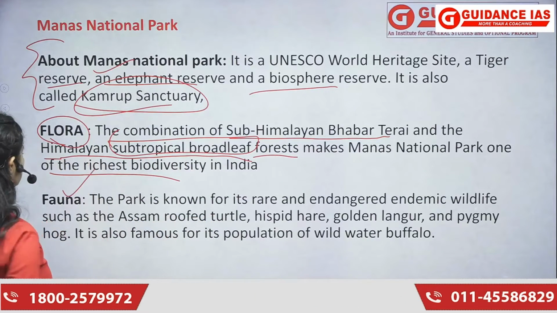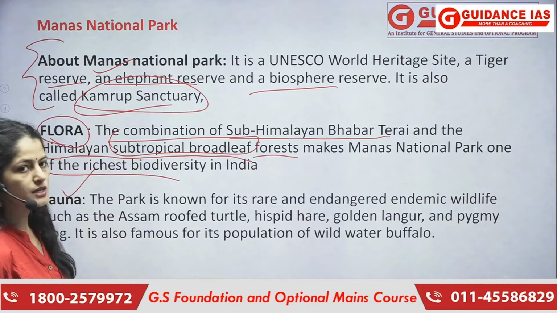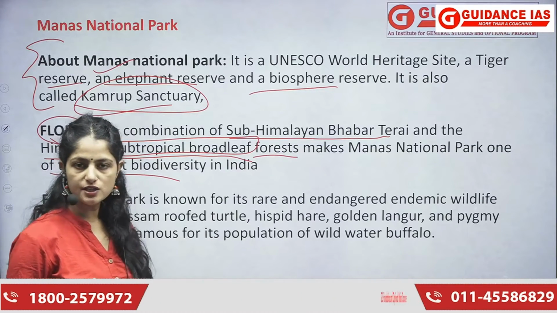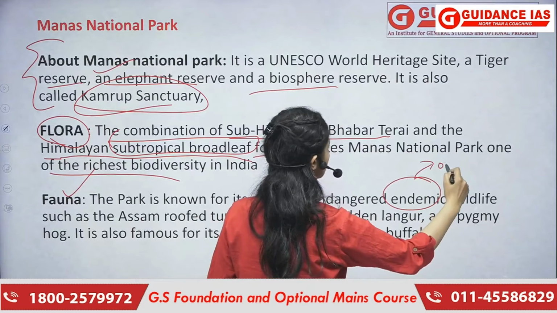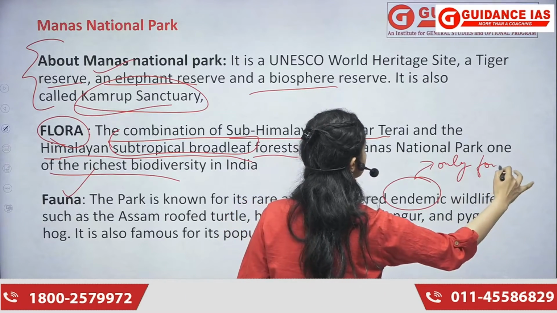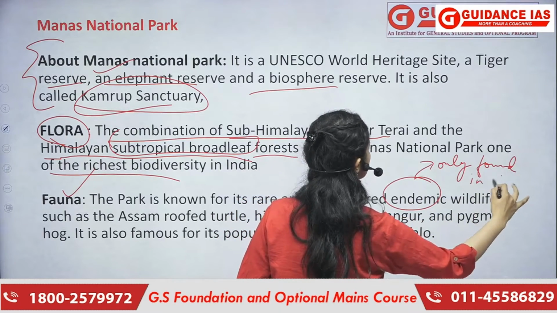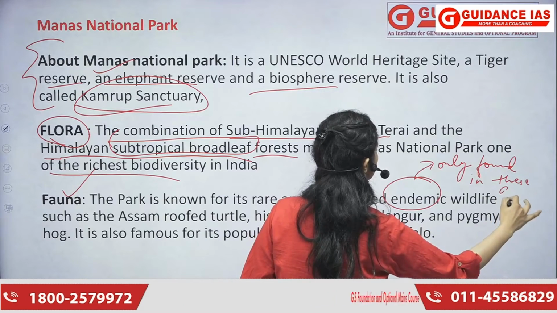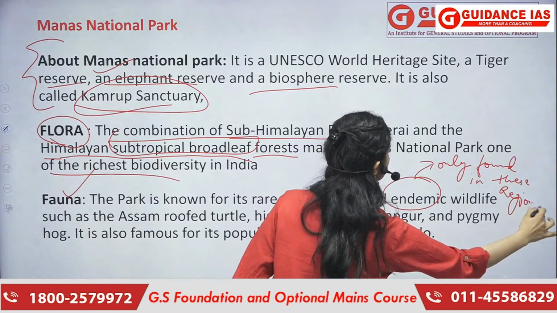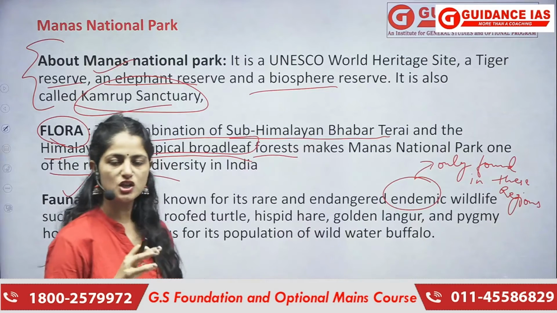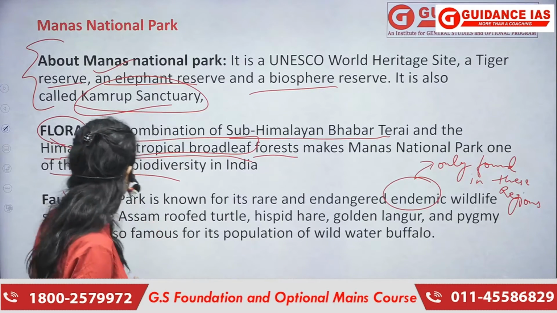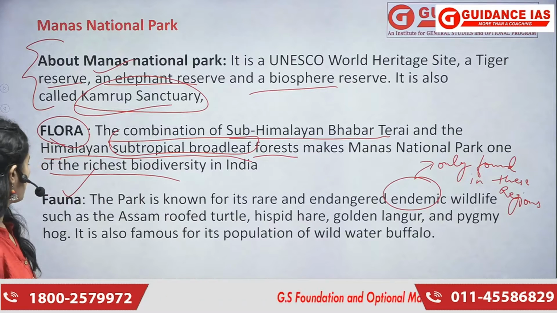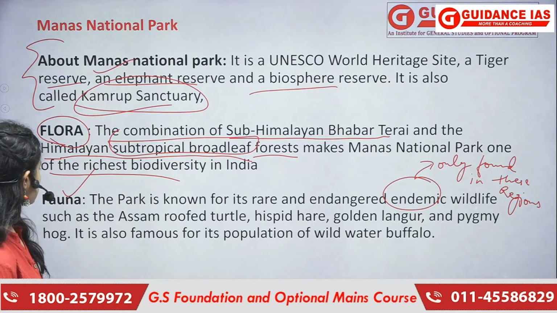Fauna, if we talk about the animal species, so बहुत सारे endangered and endemic. Endemic means which are only found in these regions. ठीक है? The species which are only found in their respective regions, उनको हम endemic species बोलते हैं. So a lot of endemic species we will come across in Manas National Park.